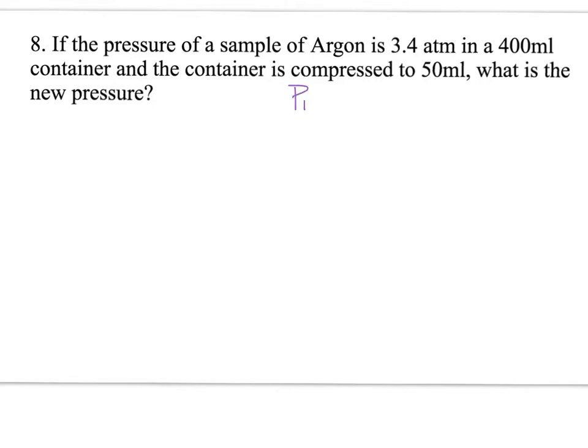So remember, the combined gas law is P1V1 over T1 is equal to P2V2 over T2. And of course, we are not dealing with temperature in this particular equation, so we can cross out temperature, and then we see that we're left with Boyle's law. And so let's just identify the parameters, and then I want you to pause the video and work the problem yourself. So it says we have a pressure of 3.4, so that's going to be P1.